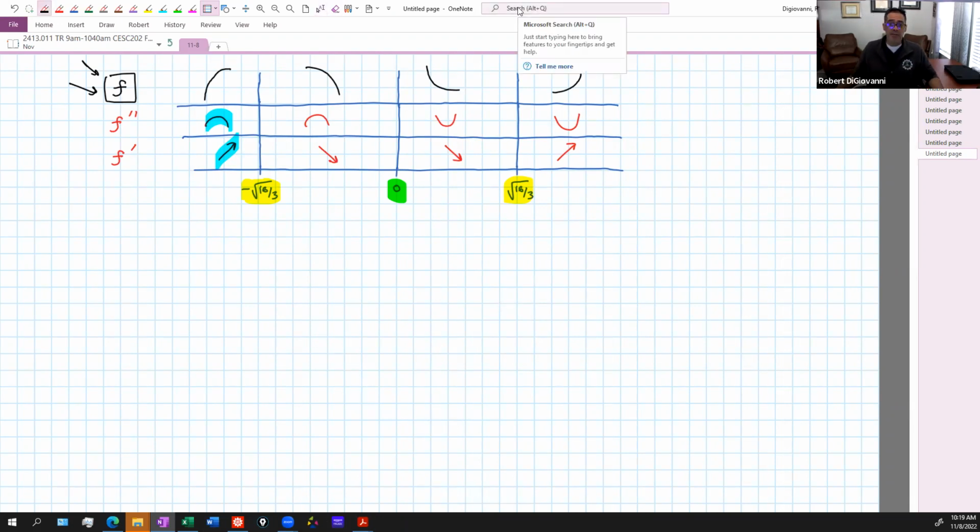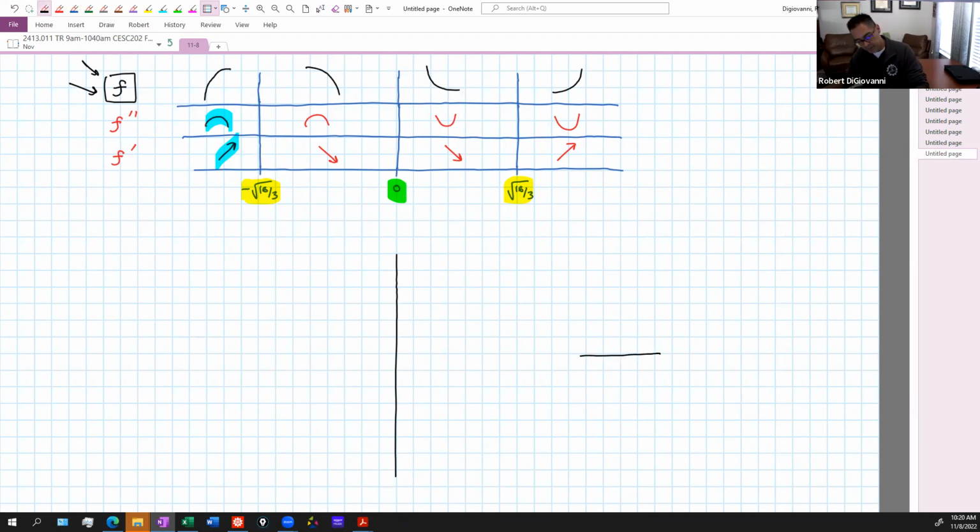Time to put it all together. Final picture. The real graph. Notice I'm lining things up vertically. This is my y-axis. Right here at 0, right? Here's my x-axis. Can't even draw a straight line. All right. I'm going to put the points I have here, root 16 over 3, 0, negative root 16 over 3.